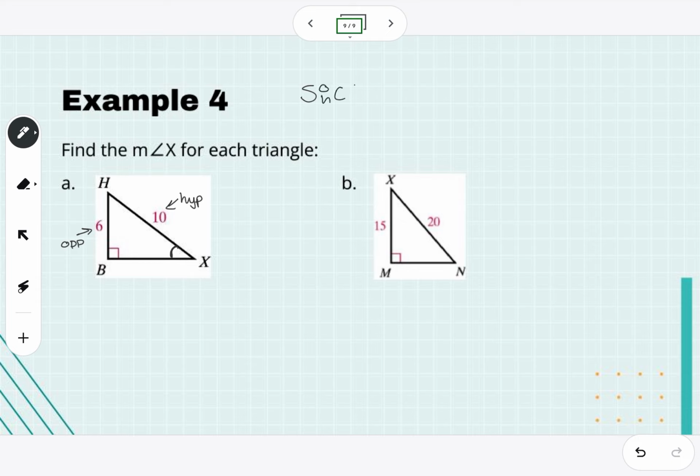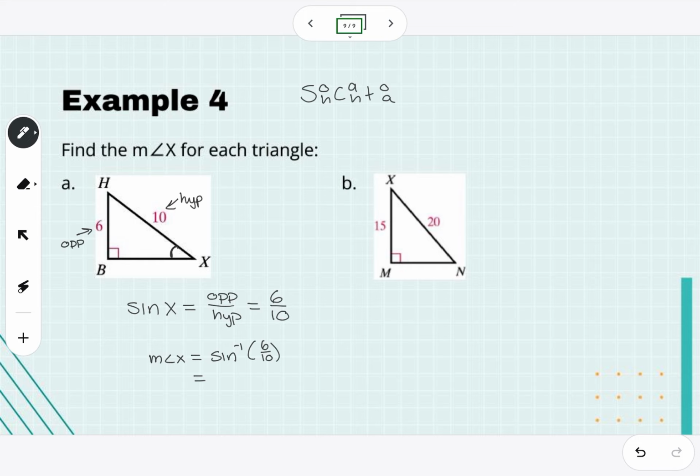Think SOHCAHTOA. Sine deals with that. So I could say sine of x equals opposite over hypotenuse, in our case 6/10. So what we want to do then to find the measure of angle x is we would want to figure out what is the inverse sine of 6/10. And folks, again, this is not math that you can even do in your head. You would need to use a calculator.